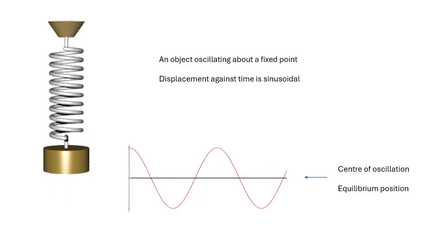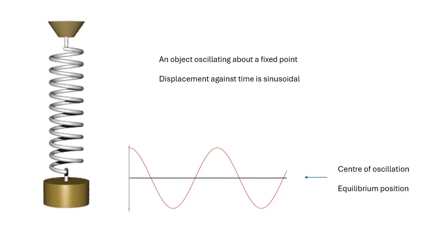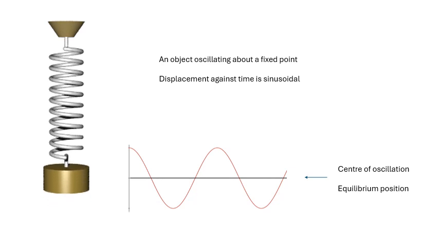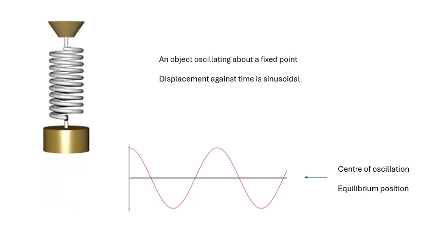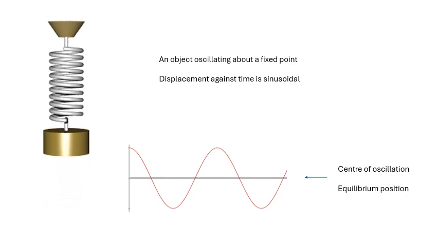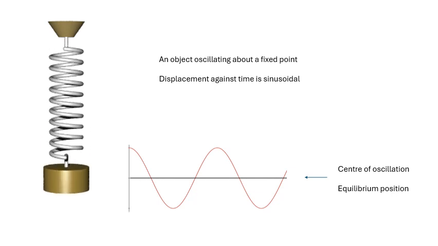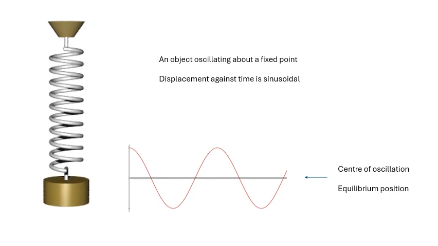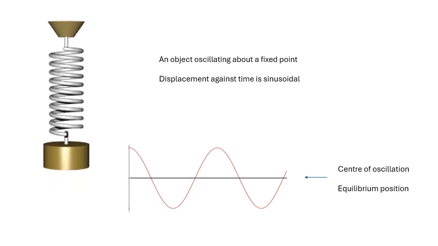Well, this isn't a definition of SHM, it's just a description. An object oscillating about a fixed point. For example, this mass on the end of the spring, the mass is oscillating, and you'll see looking at the graph, there's the center of oscillation, which you can also call the equilibrium position. If the mass wasn't moving, it would be in equilibrium, and the displacement, if you like, would be zero at that particular level. But it's bouncing up and down, it's oscillating about that point.